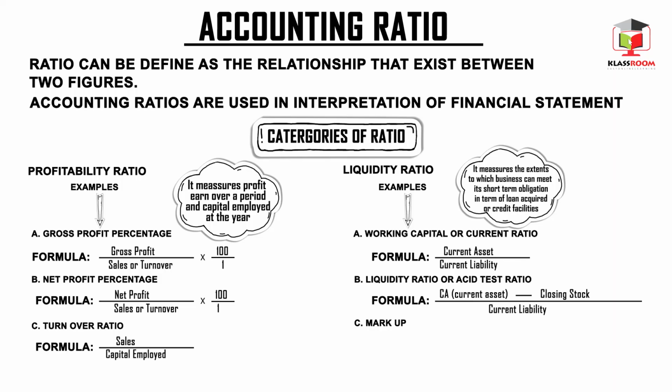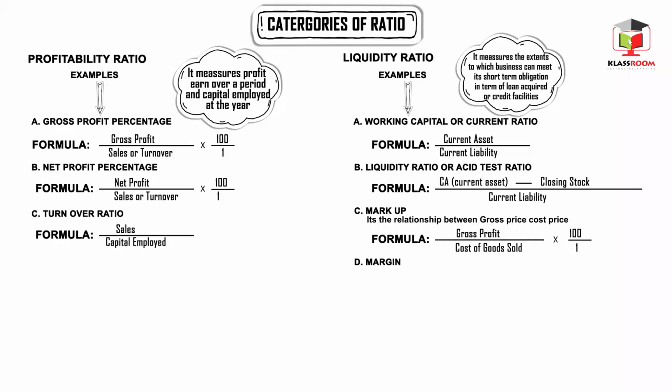Markup is defined as the relationship between gross profit and cost price. Cost price can be described in other ways, such as cost of goods sold or cost of goods manufactured during the accounting period. To obtain our markup, we divide the gross profit by the cost of goods sold and multiply by 100. Then fourthly, we have the margin.